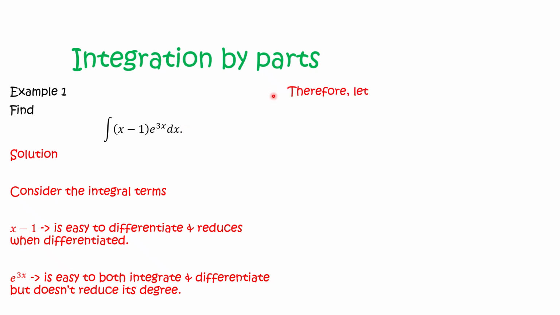Therefore, let's let u be x minus 1 because it's easy to differentiate and it reduces its degree when differentiated. Remember tip 1. And we let v prime be e to the 3x. Now we need to differentiate u so that we have u prime. That will be du/dx, which is 1. And integrating e to the 3x, we get 1 over 3 times e to the 3x.